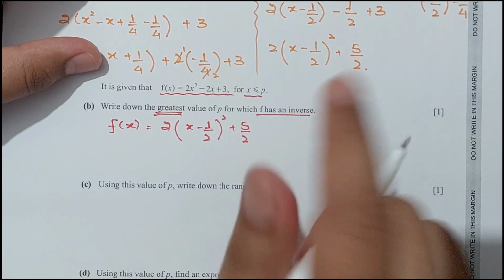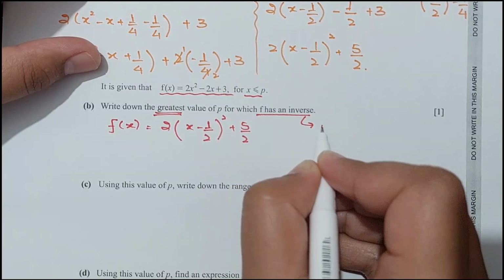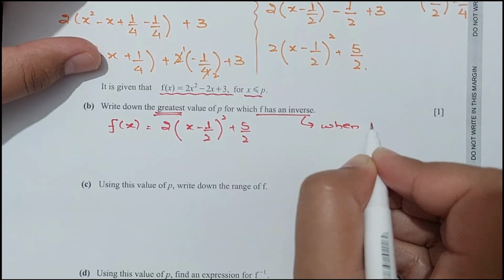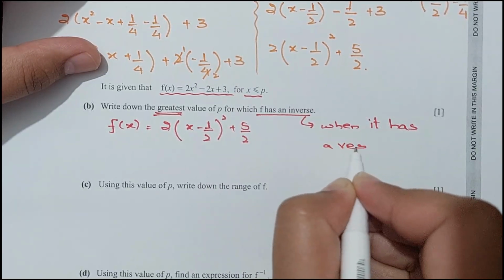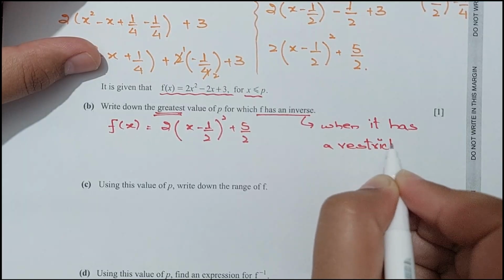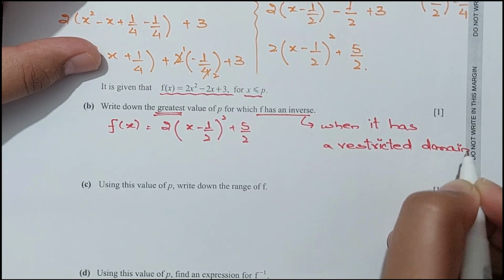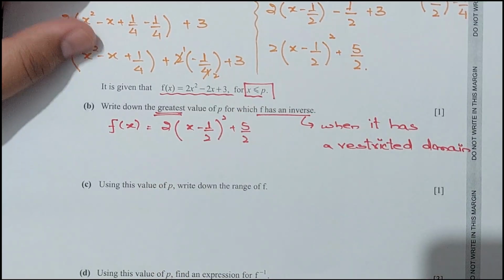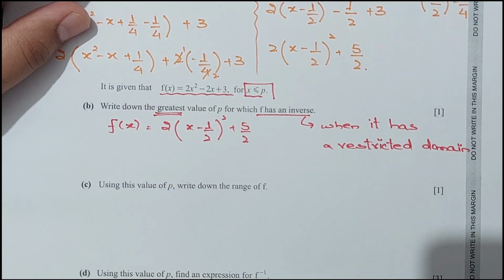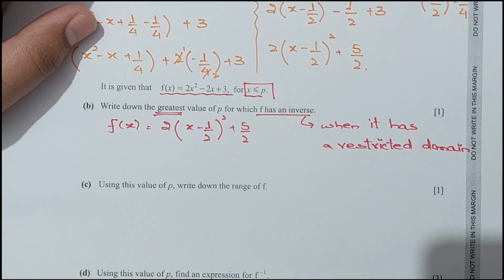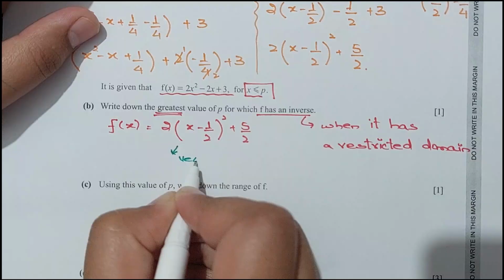Now, f of x has an inverse. A function has an inverse when it has a restricted domain. When the domain is restricted, like x value is less than or equal to p, then it has an inverse. So what is that value of p? So as we can see, this is the vertex form of the quadratic.